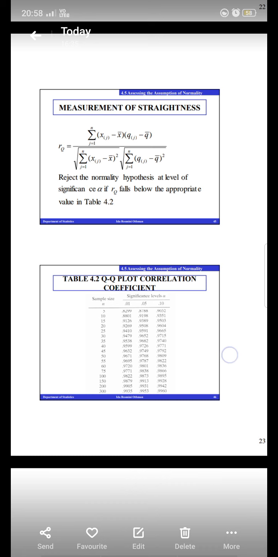So kalau tengok formula ni, it is summation of xj minus x bar. Xj adalah observation tadi, minus x bar. X bar adalah mean of x. And then qj quantile minus q bar, mean for q. Okay, divide dengan square root of summation of xj minus x bar square multiply square root of summation qj minus q bar square. Pernah nampak tak formula ni? Macam pernah, familiar tak dengan formula ni?